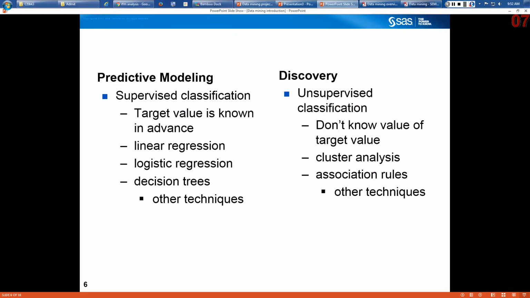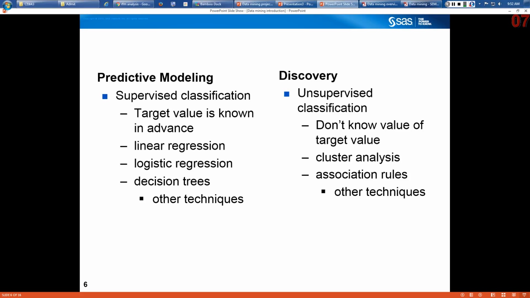Now within data mining, there are two types of modeling: predictive modeling and discovery modeling. And with predictive modeling, we have what is called supervised classification, where the target value is known in advance, which means the dependent variable and its values are known in advance, and we will use techniques such as linear regression or logistic regression, decision trees, to come up with the model.